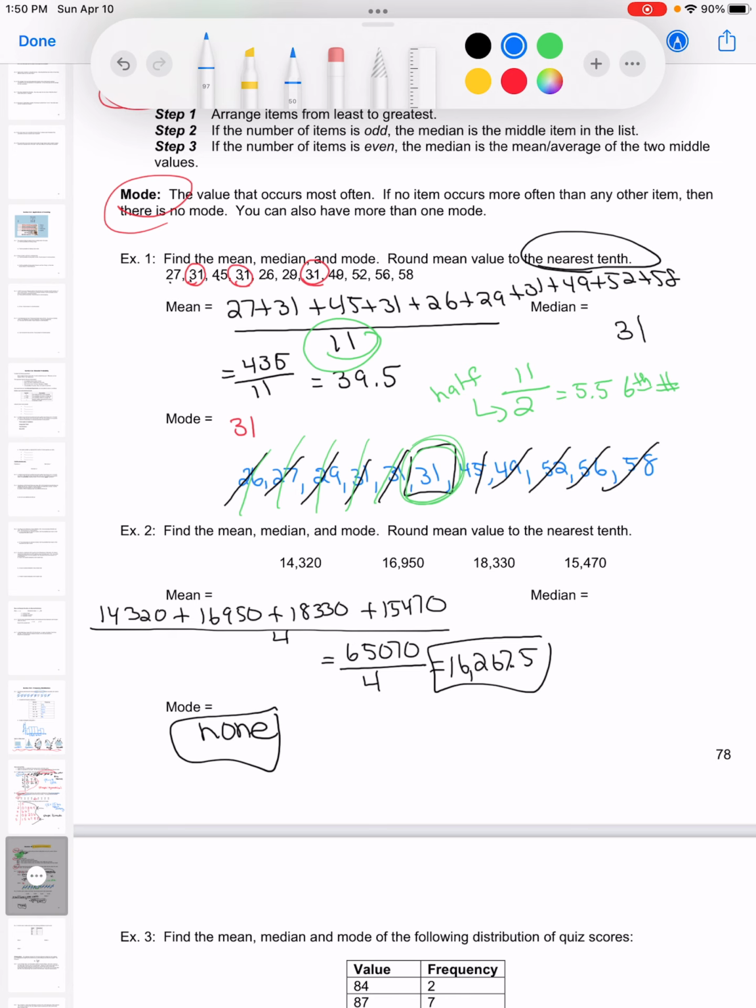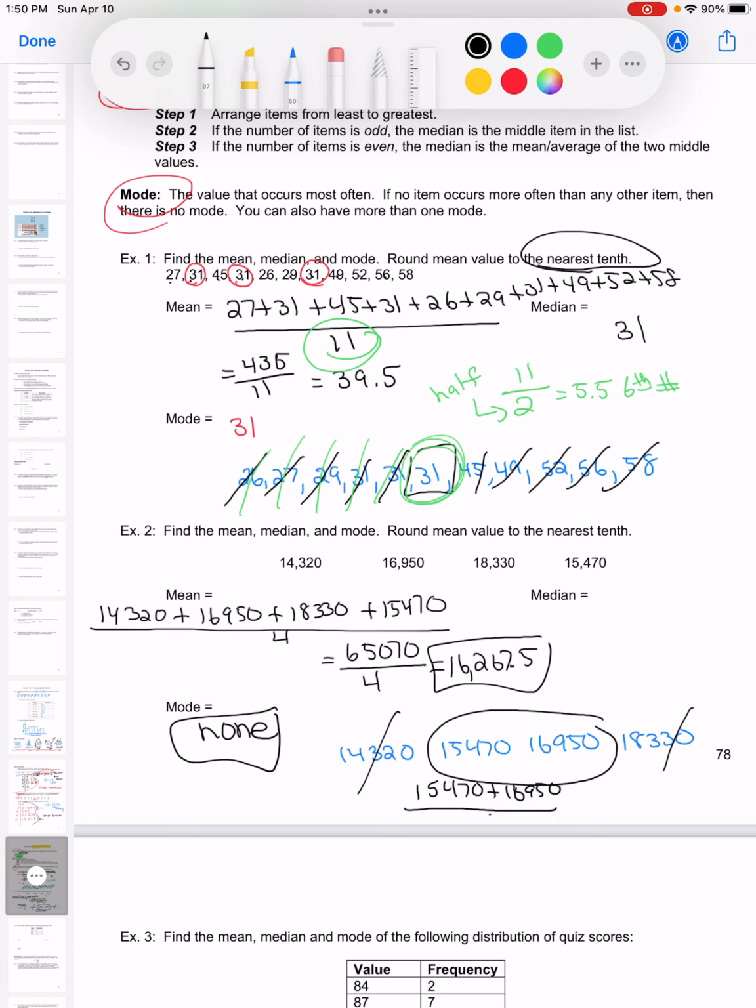For the median, I'm going to put my numbers in numerical order. And this is an even amount of numbers. So if you do the crossing out, you're left with 2 in the middle. So what you have to do is add those numbers up and divide by 2. You're technically finding the average of the two numbers. So the median is 16,210.